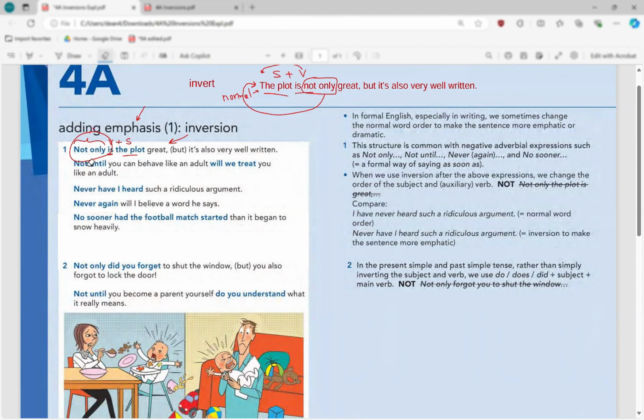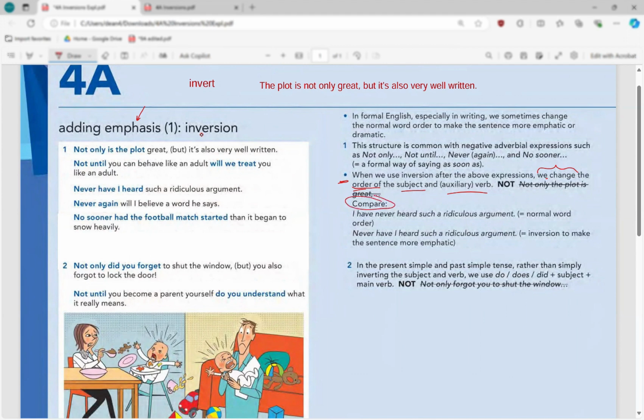So the next example here now. It says here, when we use inversion after the above expressions, we change the order of the subject and auxiliary verb. You see, that's the rule here. We change the order of the subject and auxiliary. We invert it.